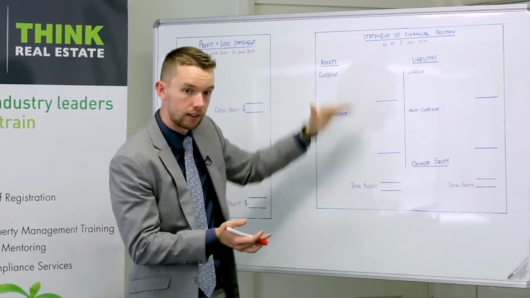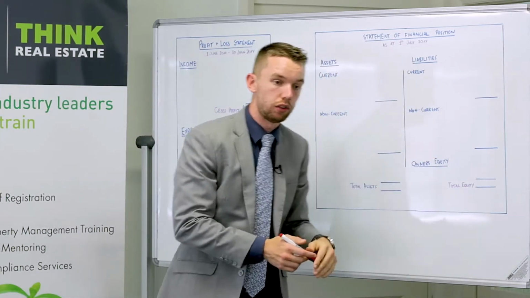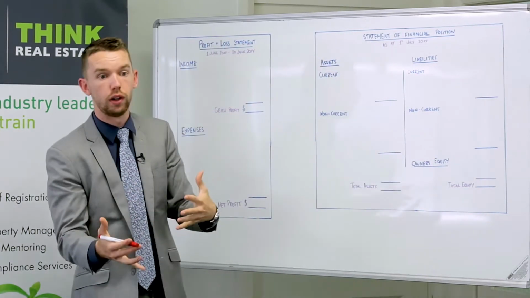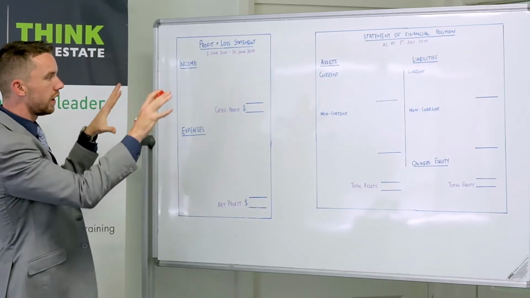What are your total assets, which we'll come to in a second, at one particular time? What are your total liabilities? And then obviously what is the owner's equity, or what the owner has put in, maybe in terms of capital or something along those lines. But let's break each of these sections down.